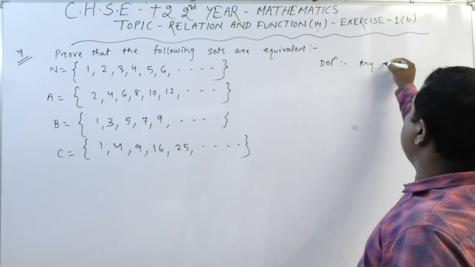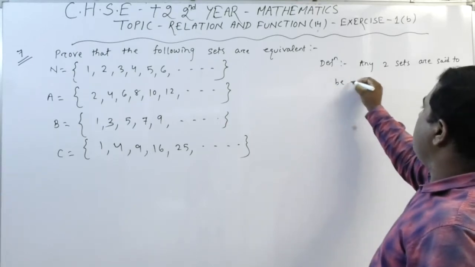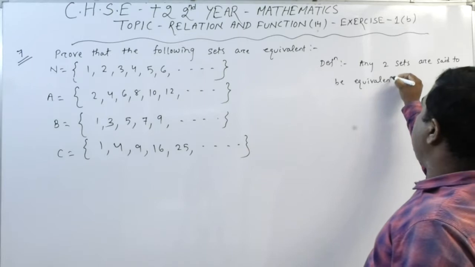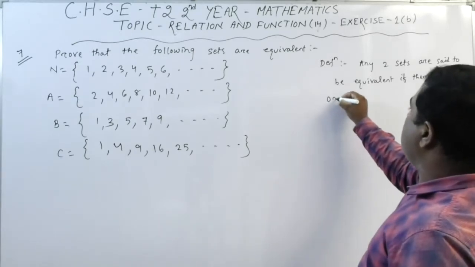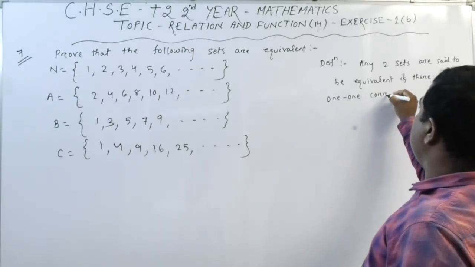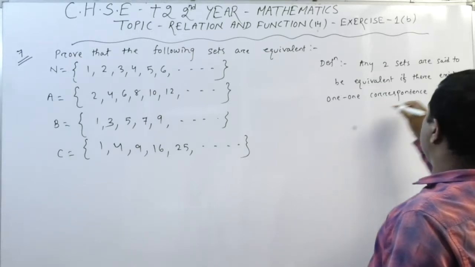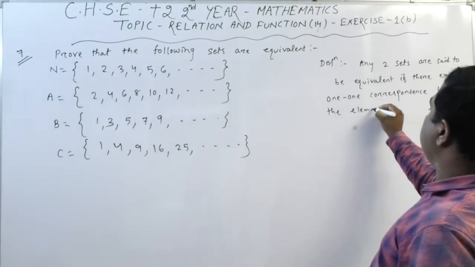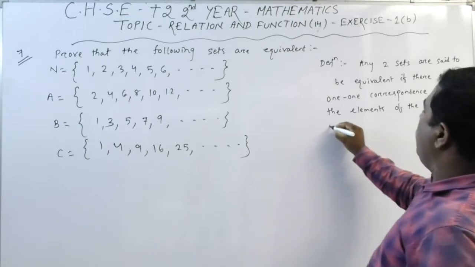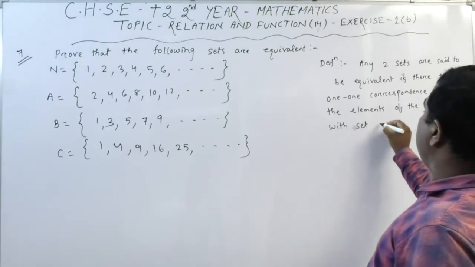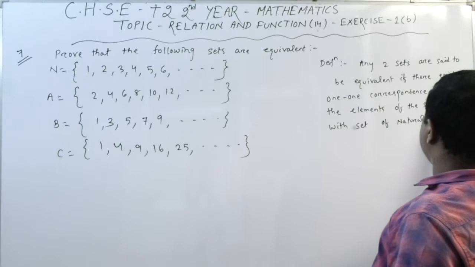So I am going to write the definition. Any two sets are said to be equivalent if there exists a 1-1 correspondence between the elements of the set and the set of natural numbers. Okay, so that is the definition.